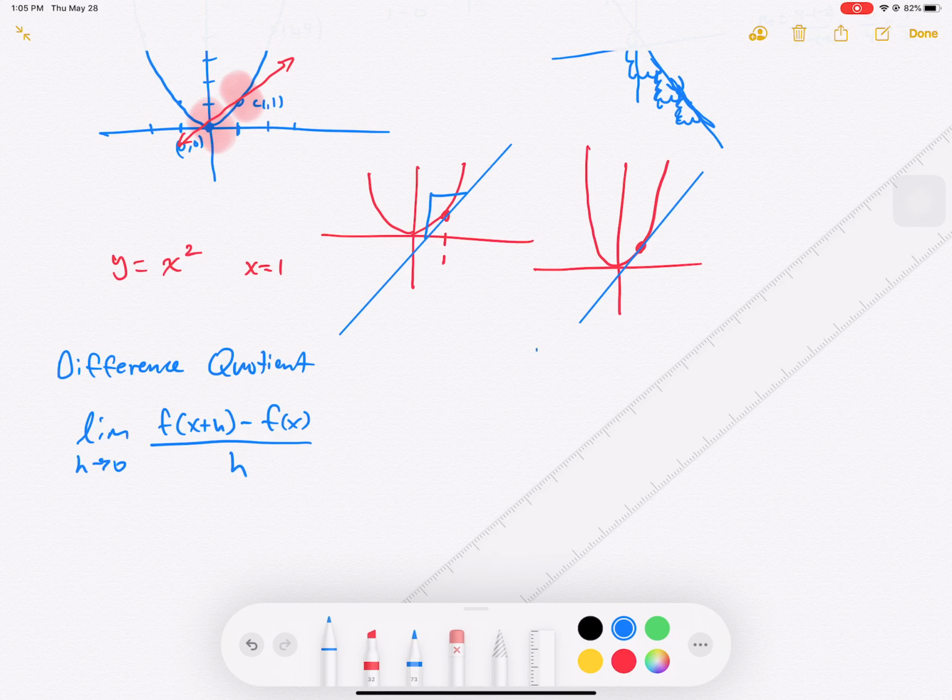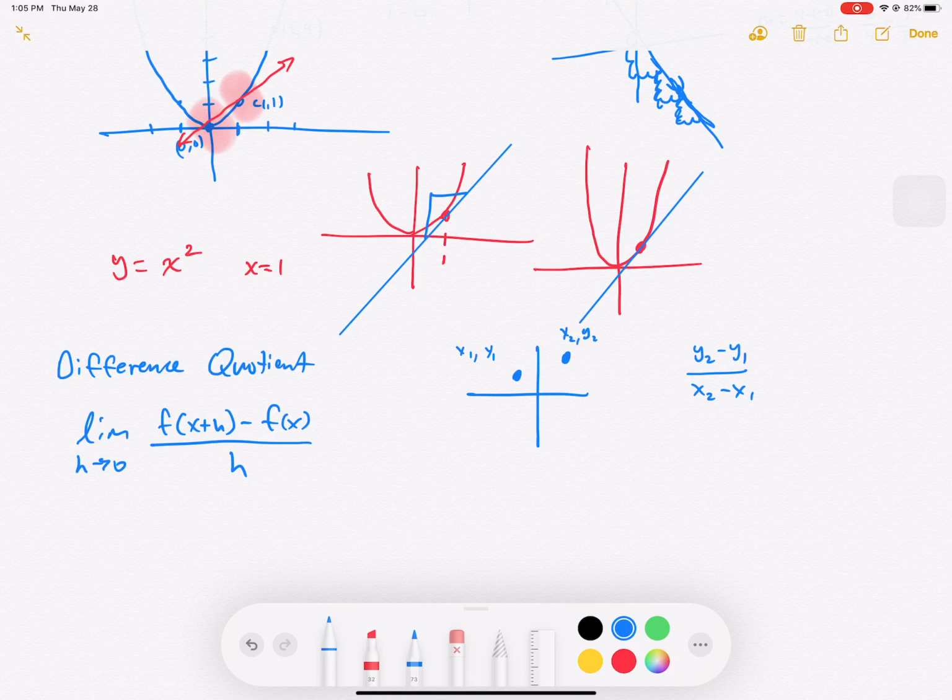Now, to find slope, like we mentioned before, we use the equation y2 minus y1 over x2 minus x1. So if I just pick two random points, we have a y2 and an x2 and a y1 and an x1. So to find the slope of this line here, we would subtract the y's, and we would subtract the x's.